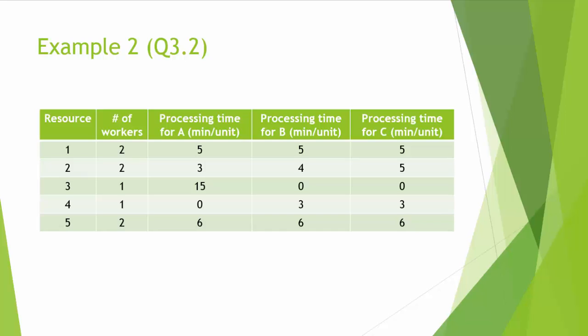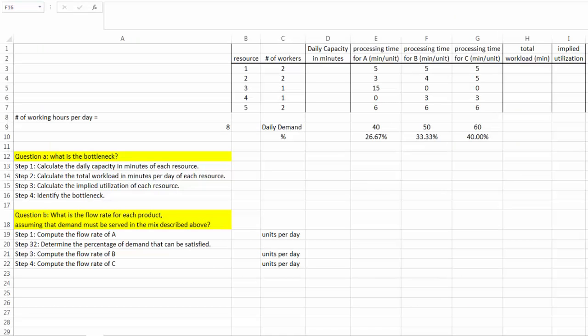And here we have the detailed information on the resources, number of workers, processing times for A, B, and C. And next, I'm going to turn to my Excel spreadsheet to answer the 2 questions. Once again, I've already collected information provided by the problem itself. In this table over here, I include, of course, the original information like resource, number of workers, processing time for product A, B, and C.